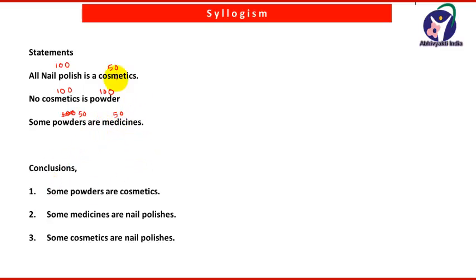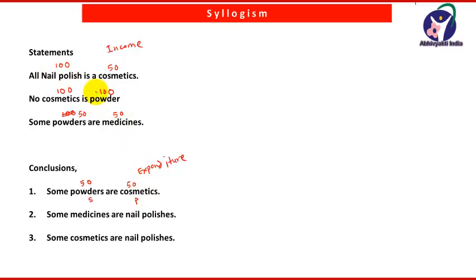Now we will start with the conclusions. These numbers we take as income and these numbers we take as expenditure. So the first conclusion is some powders are cosmetics. Since this conclusion begins with some, the subject will get 50 and the predicate will get 50. Here the subject is powder and the predicate is cosmetic.